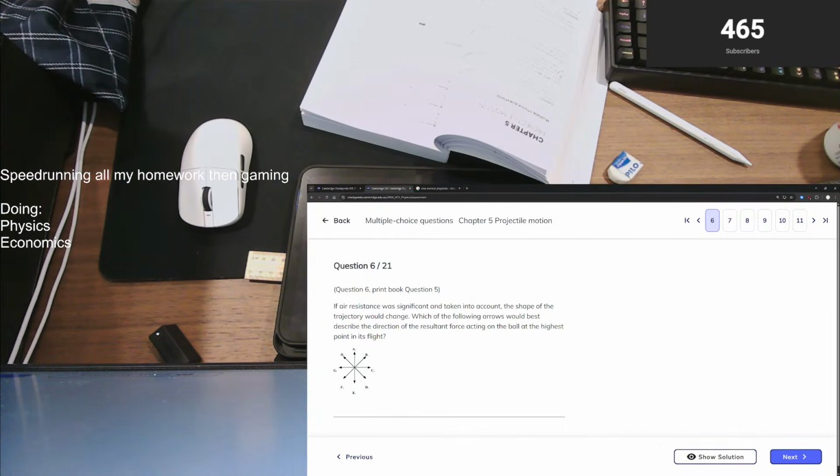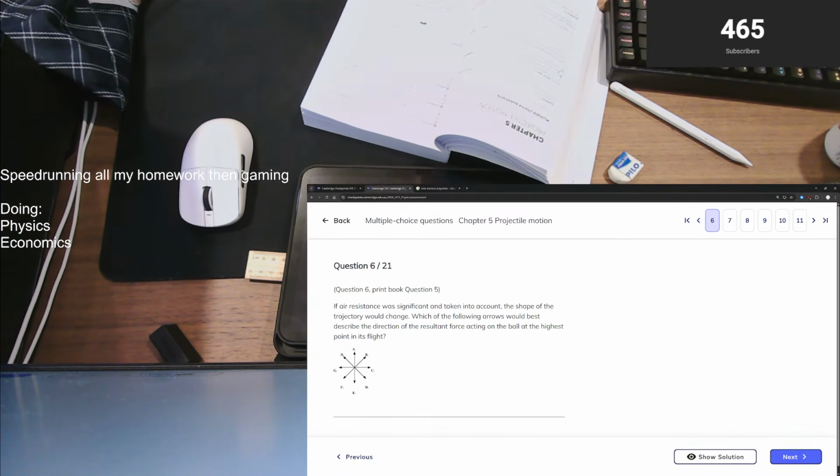If air resistance was significant, well, I don't know what in the world you just typed. That's too confusing. If air resistance was significant and taken into account, the shape of the trajectory would change. Bash is 0 out of 10 right now? Damn.